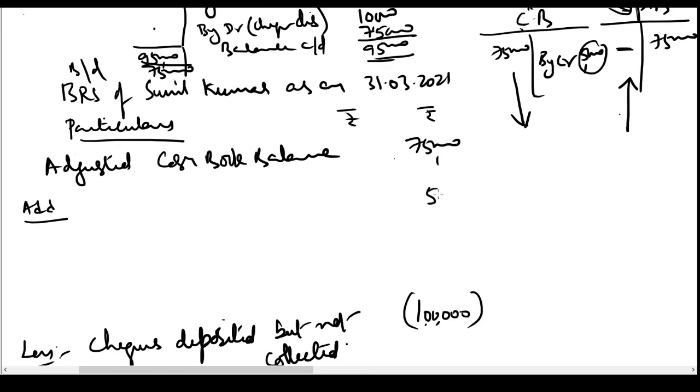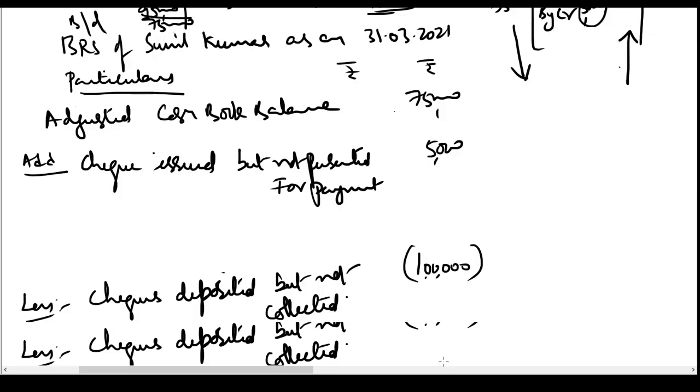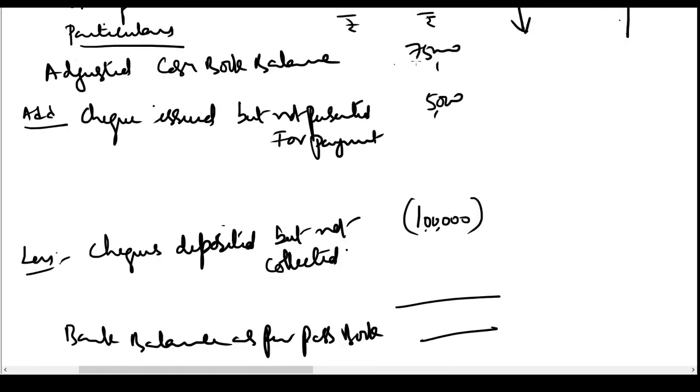So I'll write here. Check issued but not presented for payment. Now let us try to arrive at the answer. 75,000 plus 5,000 is 80,000, minus 1 lakh is minus 20,000.